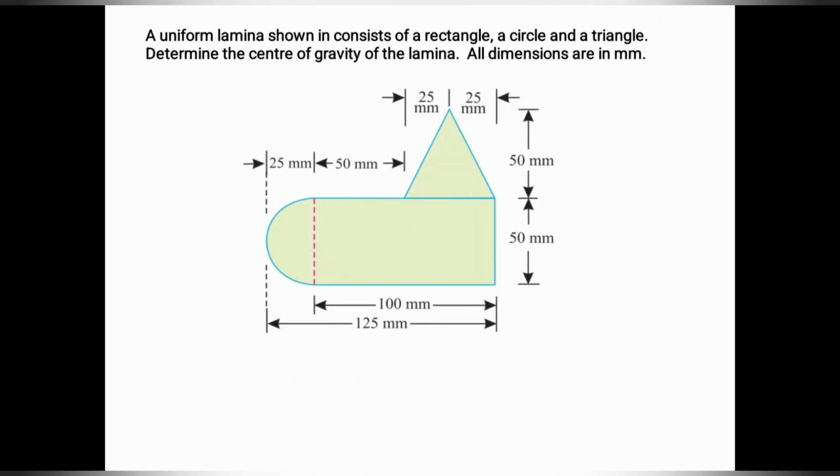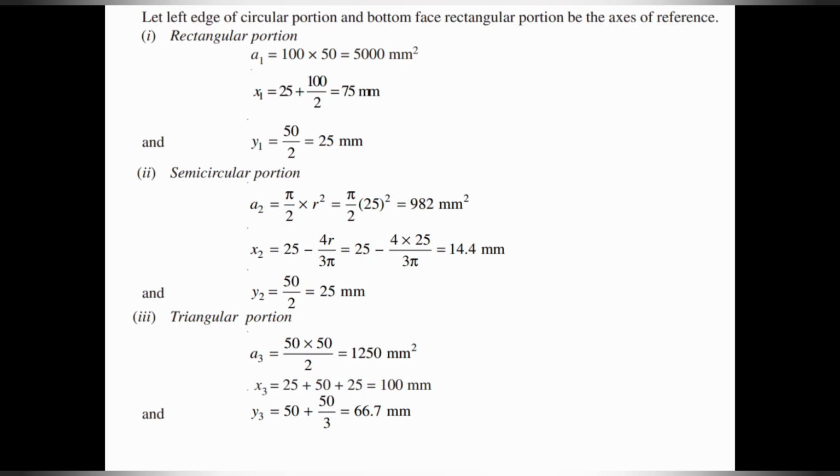While finding x, when you draw the y-axis along the leftmost portion of this composite section, the rectangular portion is 25 mm away from the y-axis. That's why we are adding 25 to it. So 25 plus 100 by 2 is 75 mm. Then for the semicircular portion, the area of a semicircle is pi by 2 r square. So pi by 2 into 25 square will give you 982 millimeter square.